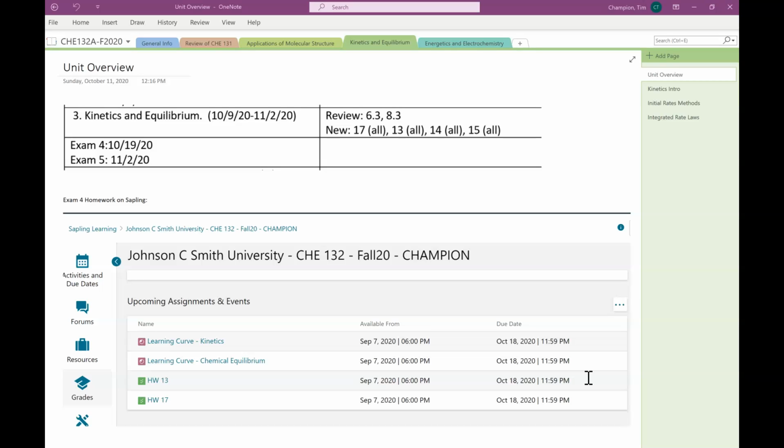And then equilibrium will be chapters 13, 14, and 15, and that exam will be right at the beginning of November. You have Sapling homework, and you see the Sapling homework, the image of that screen there. This is the exam 4 homework. There'll be some other homework popping up for the exam 5 as well.